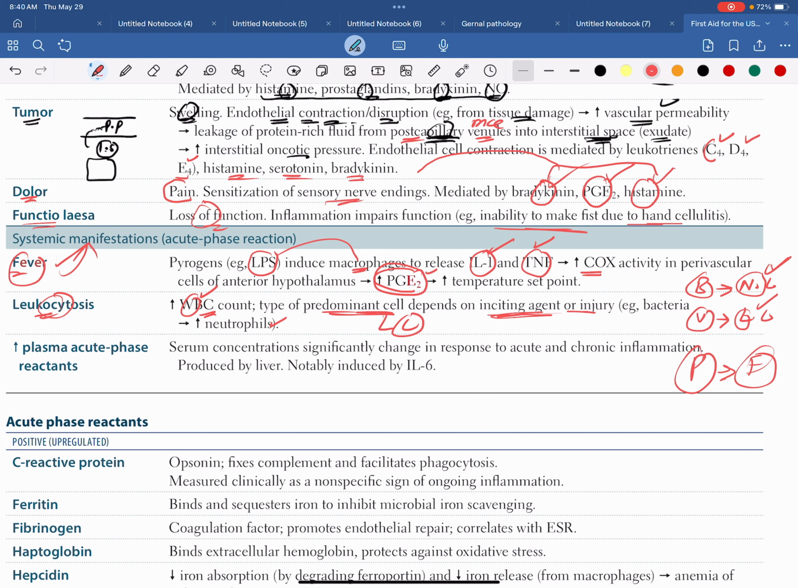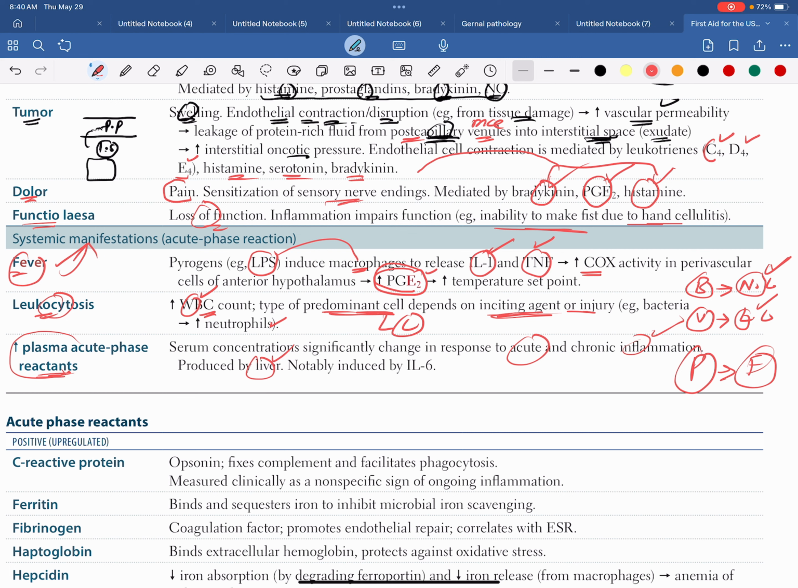Then after that, you guys have to remember, during inflammation there is going to be an increased amount of acute phase reactants. So basically these are the proteins which are produced from our liver during inflammation, and that inflammation may be acute or chronic. So those proteins which are produced during inflammation from the liver are also called plasma acute phase reactants. And they ask from where these plasma acute phase reactants are produced. They are produced from the liver.